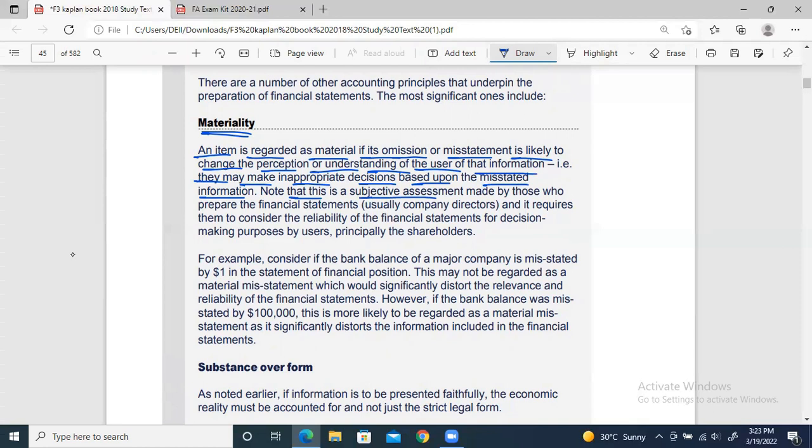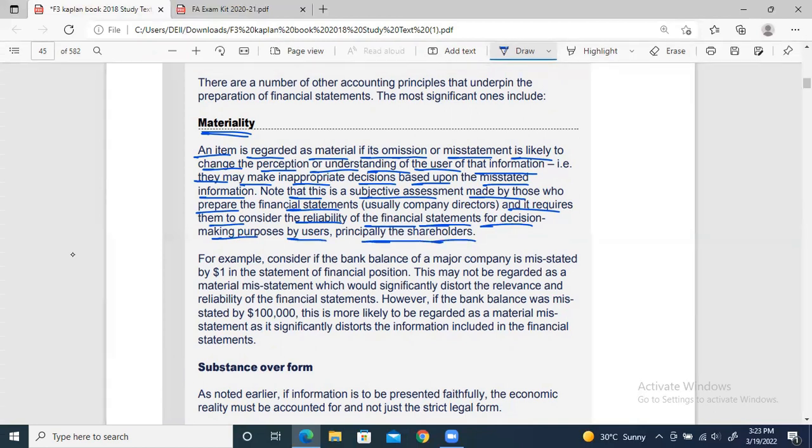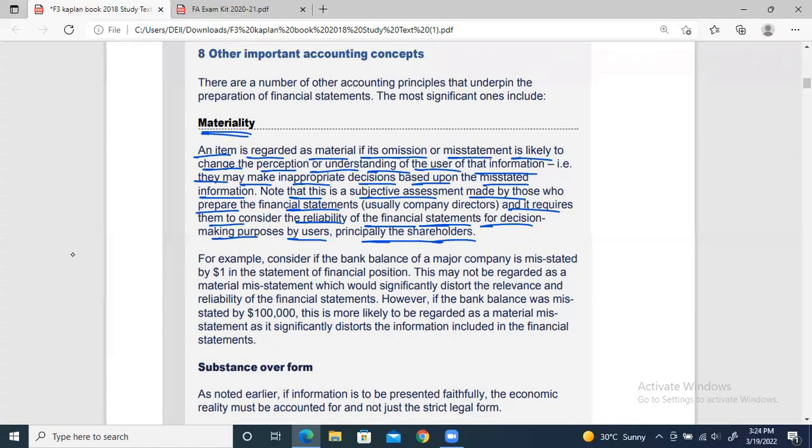Note that this is just a subjective assessment made by those who prepare the financial statements, right? And it requires them to consider the reliability of financial statements for decision making purposes by users, principally the shareholders, right? So let me make you understand. Basically, what is materiality? Any kind of information that, if we don't write it, the user's decision can change, right? Every shareholder, every user of financial statements wants the company to have high profit, good sales, and less costs, right?